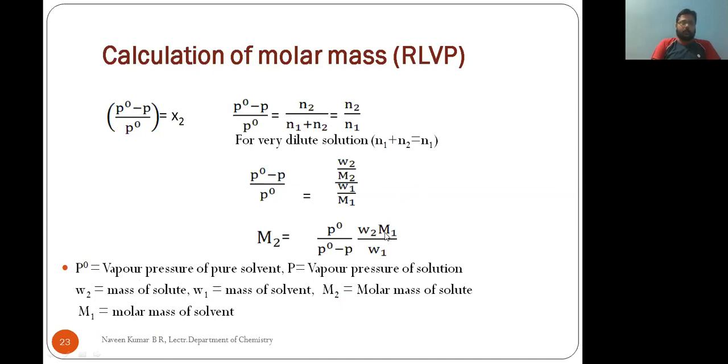So with this, we completed the first colligative property. In our next class, we'll discuss the remaining colligative properties, that is elevation of boiling point, depression in freezing point, and osmotic pressure.